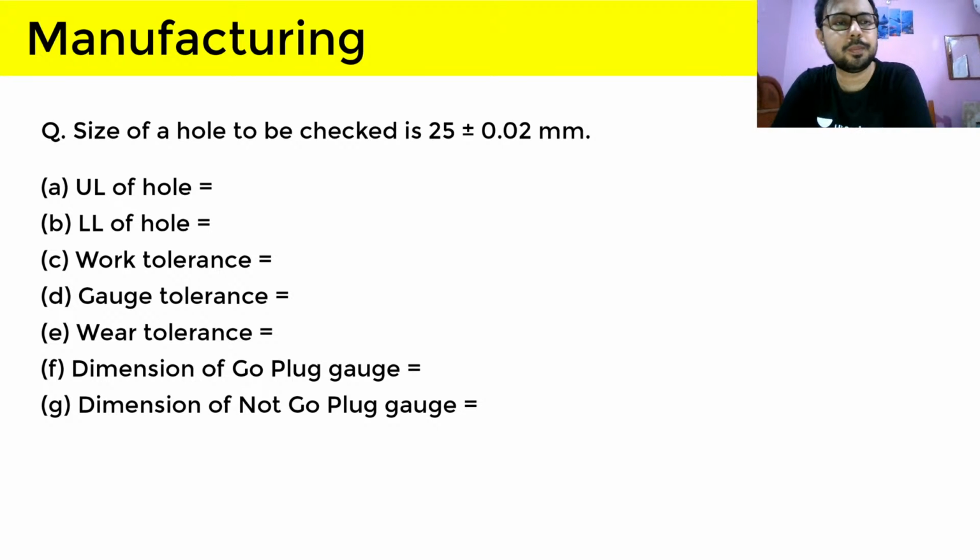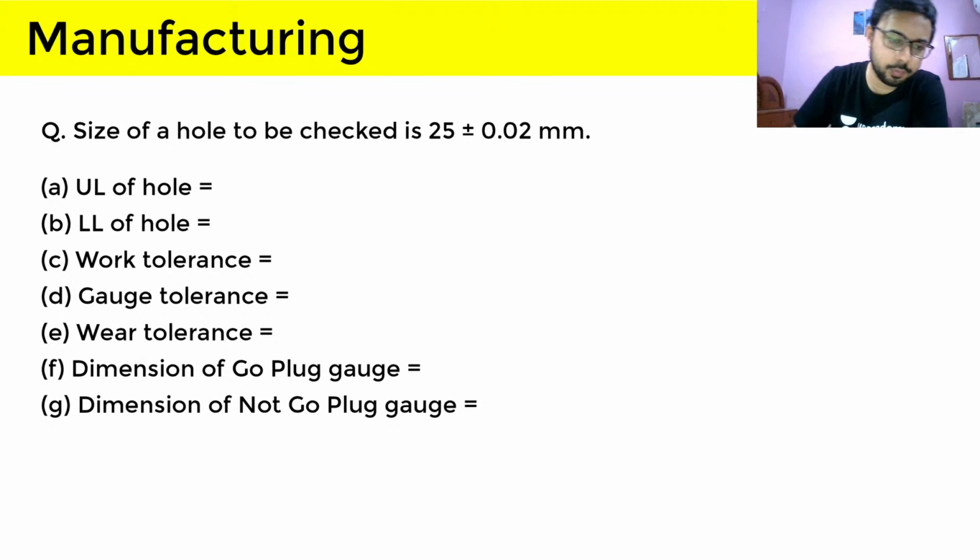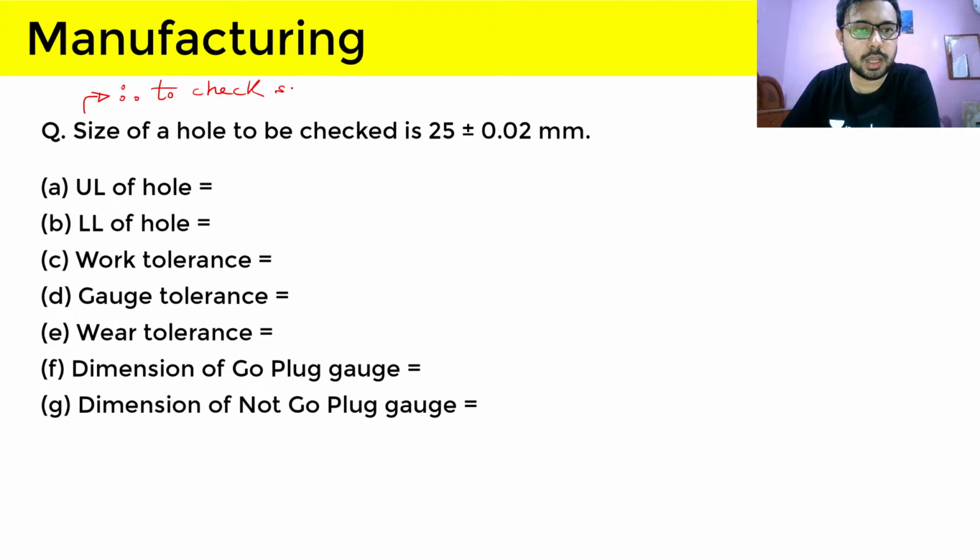The first line in the question is: the size of a hole to be checked is given. So the hole size is to be checked, and first of all we will discuss which type of gauge we are using. Let's write it here. Therefore, to check the size of a hole, we use a plug gauge.